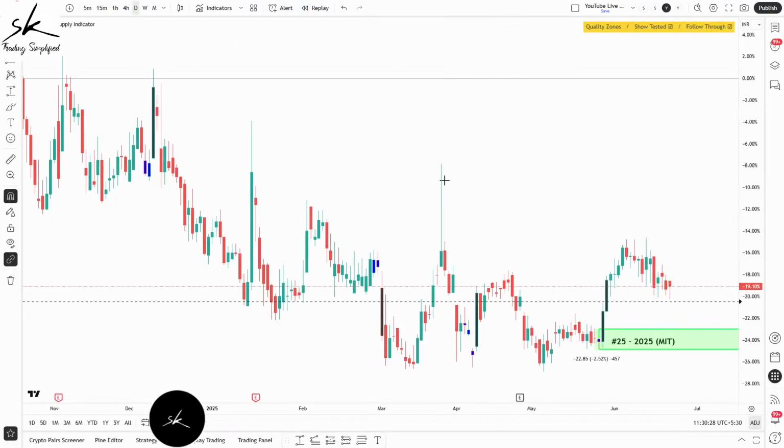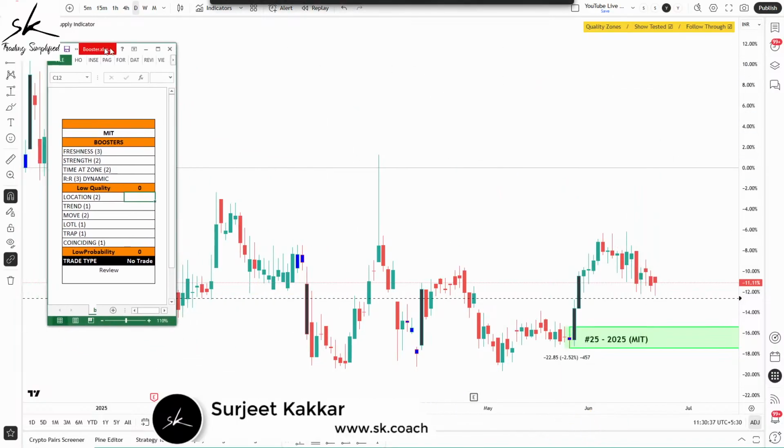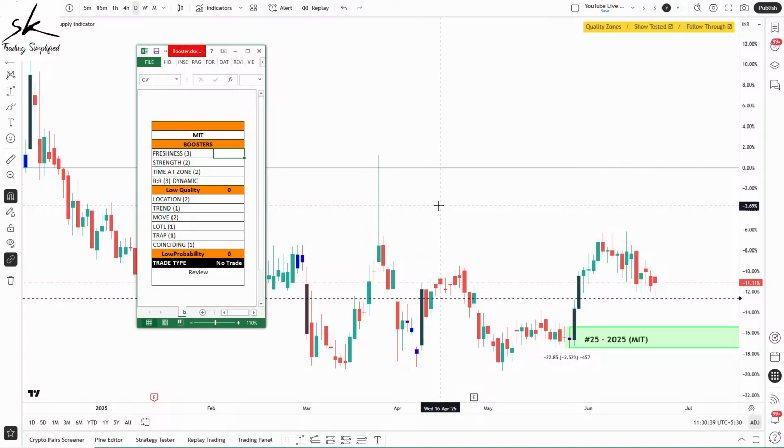So now, since I have a qualified setup, ignoring pivot and not authentic, let's apply the boosters now. The very first one is freshness, which gets a score of 3.